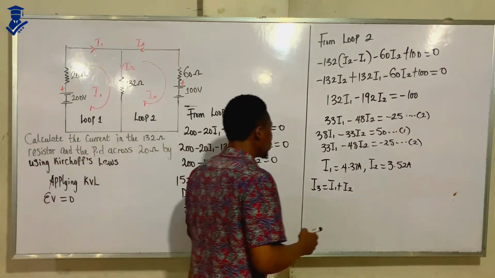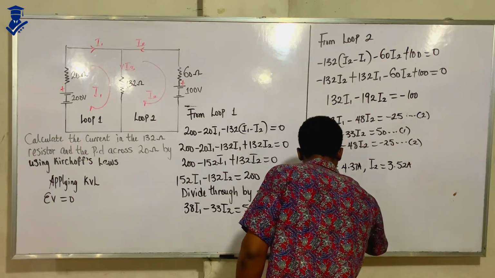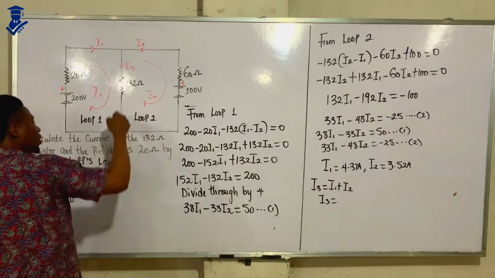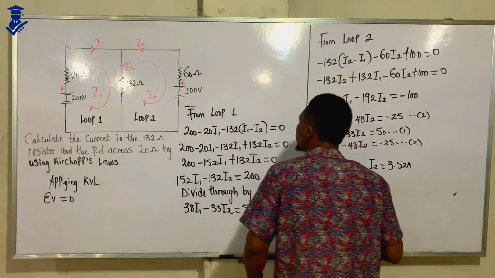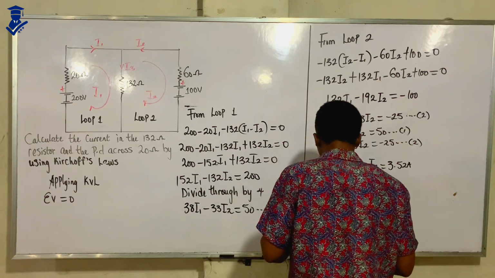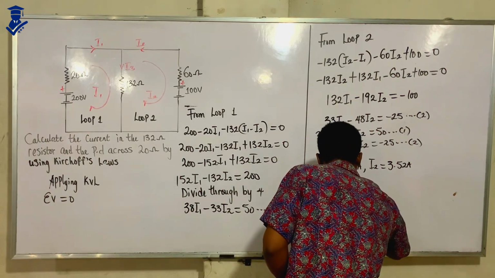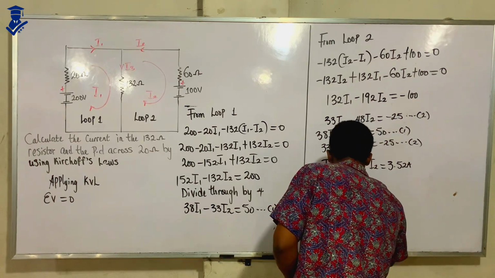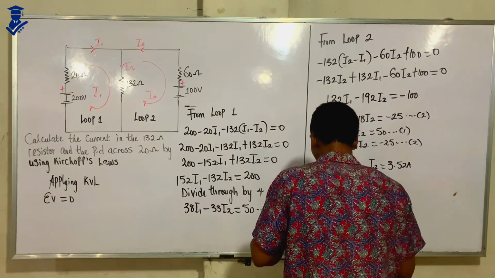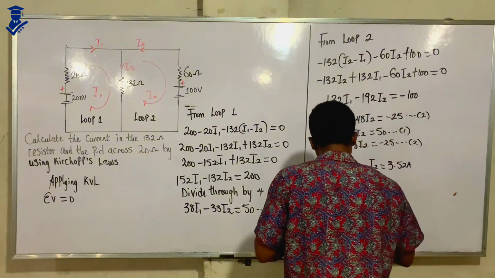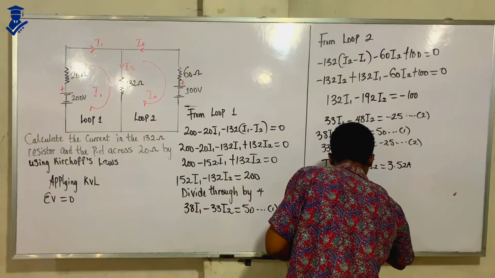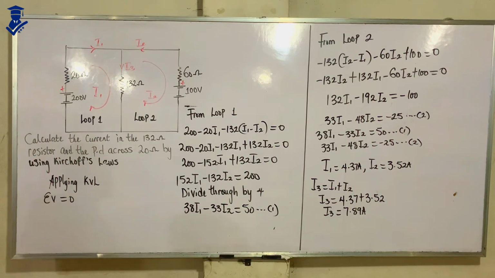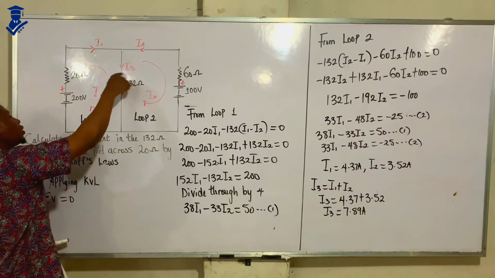So I3, the current flowing through this 132 ohms resistor, is going to be equal to 4.37 plus 3.52. So I3 is equal to 7.89 ampere. So that's the current that is flowing through the 132 ohms resistor.